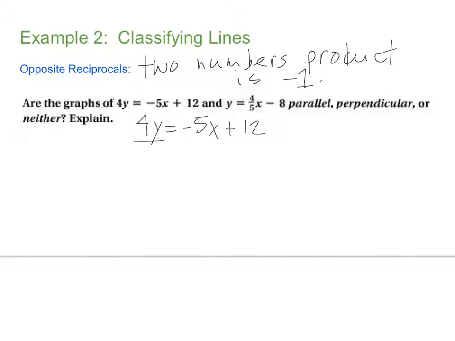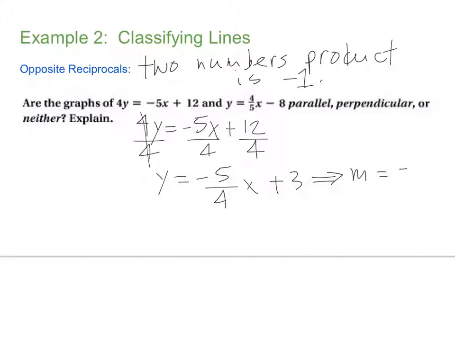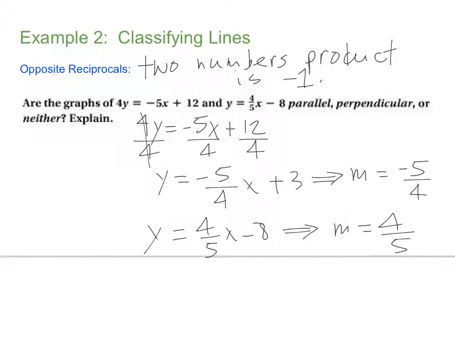So we'll divide all three terms by the multiplier of y, which is 4. 4 over 4 is 1. So we get y equals negative 5 over 4 x. 12 divided by 4 is 3. And so that yields a slope of negative 5 over 4. Now we'll notice in the second equation we have y equals 4/5 x minus 8. That gives us a slope of positive 4 over 5.